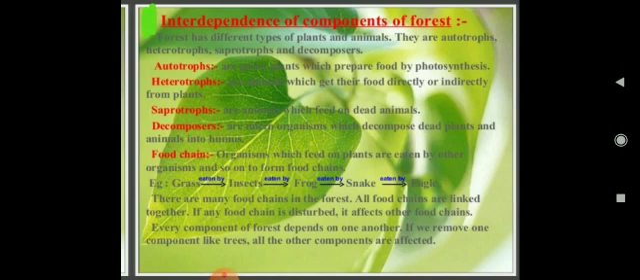Examples of decomposers are bacteria and fungi, right? And students, humus is present in the soil, and it makes the soil highly fertile. So the topsoil of the forest is fertile because of the presence of humus. The decomposers help in maintaining the supply of nutrients to the growing plants in the forest. And humus enriches the soil with nutrition, which helps in plant growth, right?